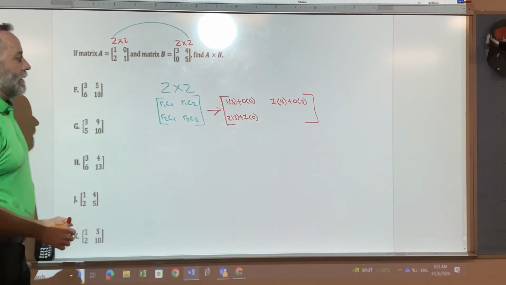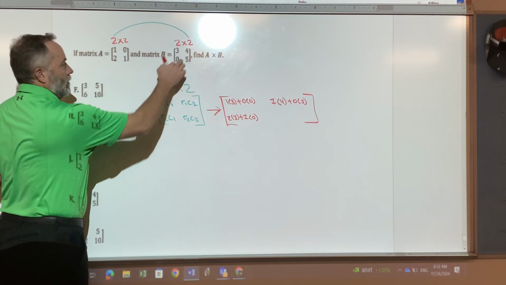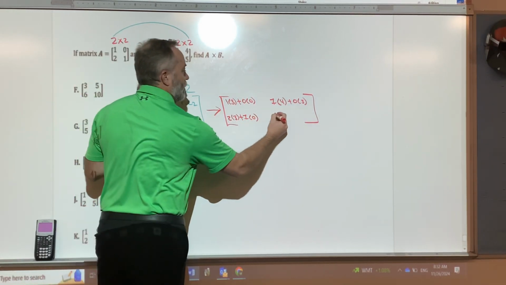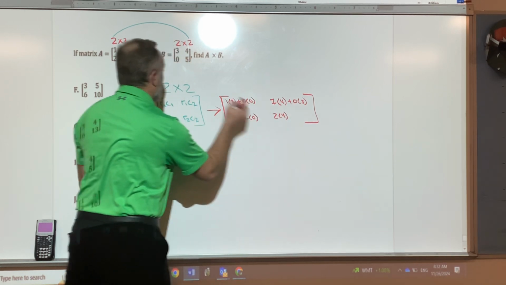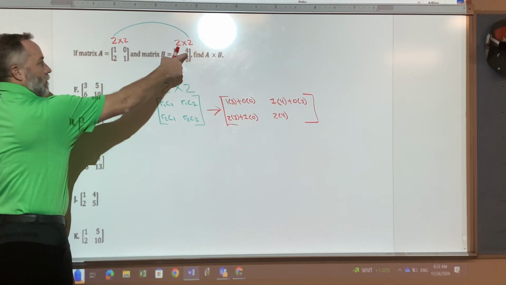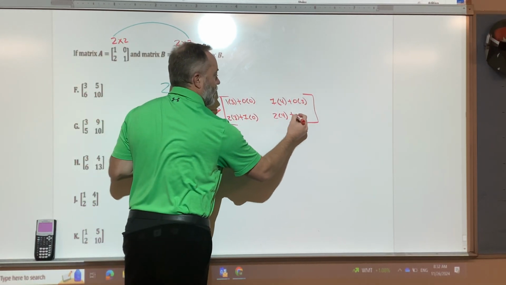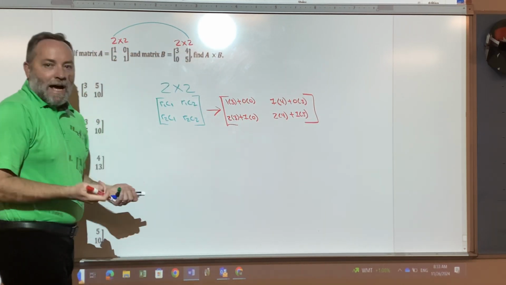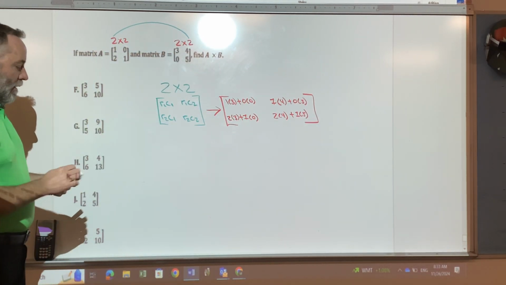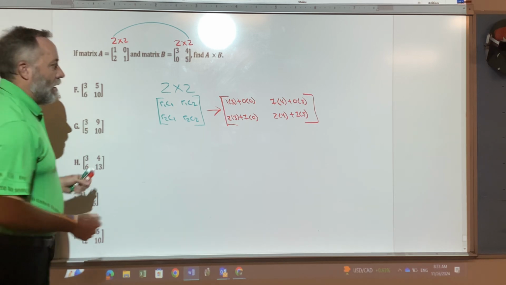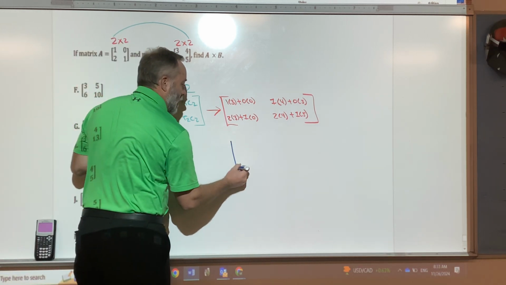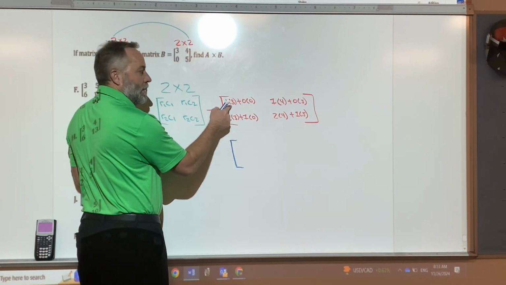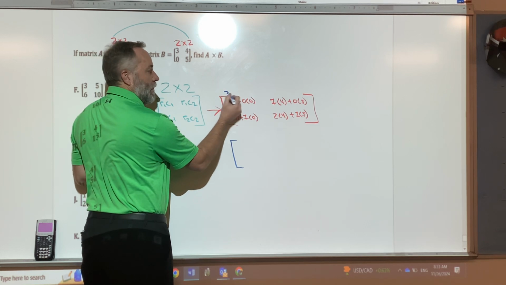Last piece I have here is row 2 by column 2. So 2 times the 4 plus 1 times the 5. Okay, now I just need to simplify what we have to get our product. So let me draw a matrix here. 1 times 3 is 3.